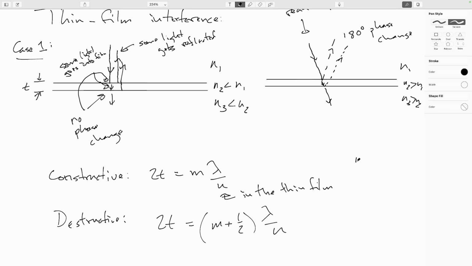So here, m is 1, 2, 3, and so forth. Here, m is 0, 1, 2, 3, and so forth. We can't have m equals 0 here because you just literally have no film. With m equals 0, you get that the thickness of the film is 0. That doesn't make sense. I mean, it might mathematically make sense, but physically it doesn't. So we have to exclude the 0 case here.